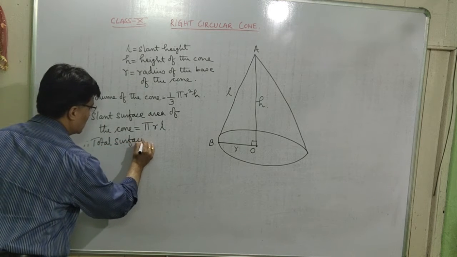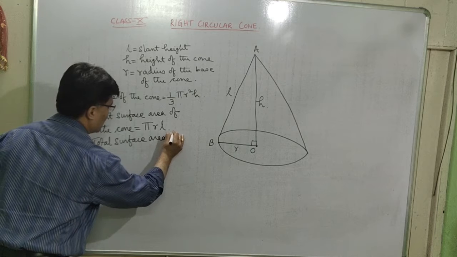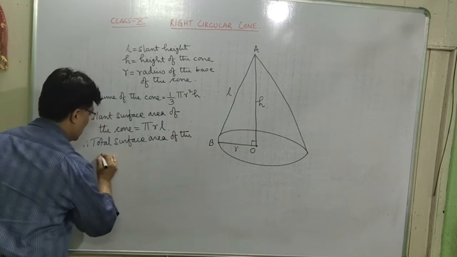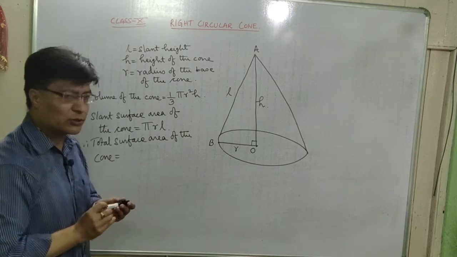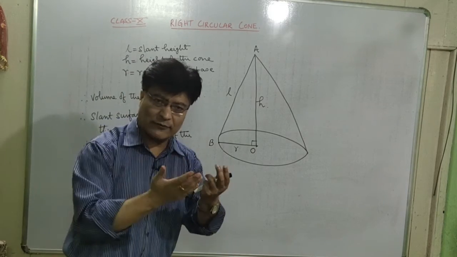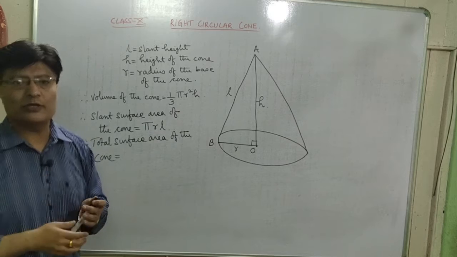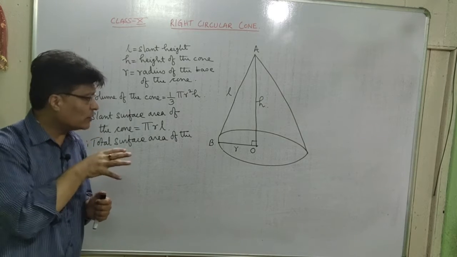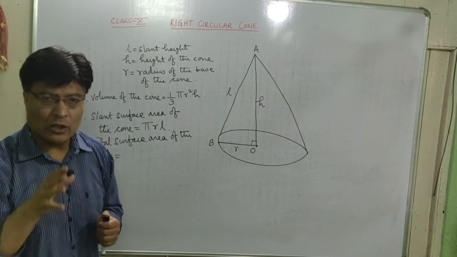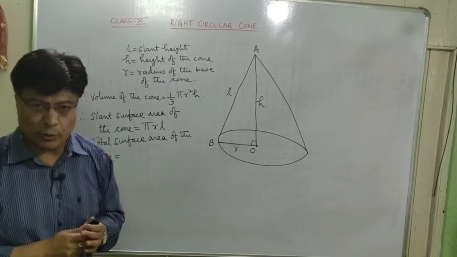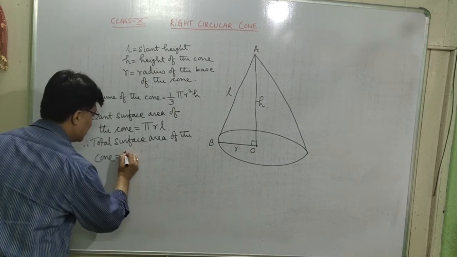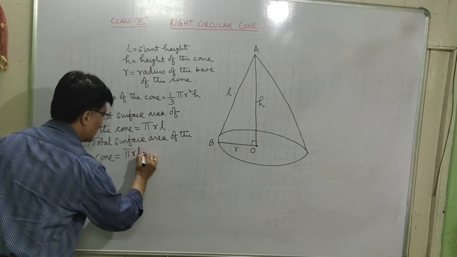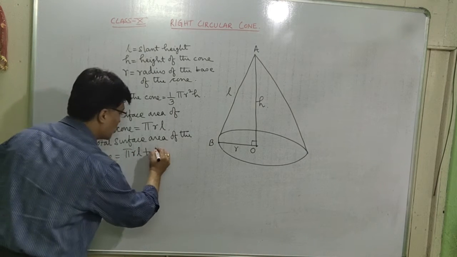Now total surface area of the cone. What do you mean by total surface area of the cone? Slant surface area plus area of the circular base. So here the base of the cone is a circle whose area is pi r square. So total surface area of the cone is equal to slant surface area, that is pi r L, plus area of the circular base.